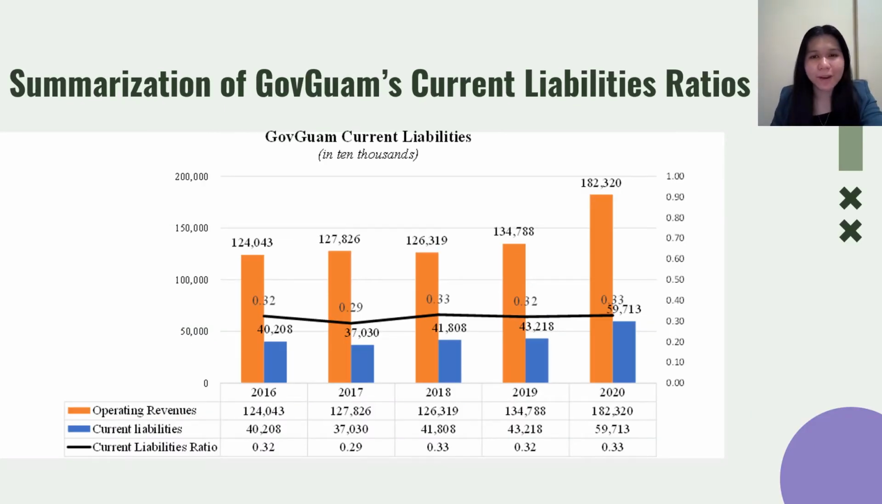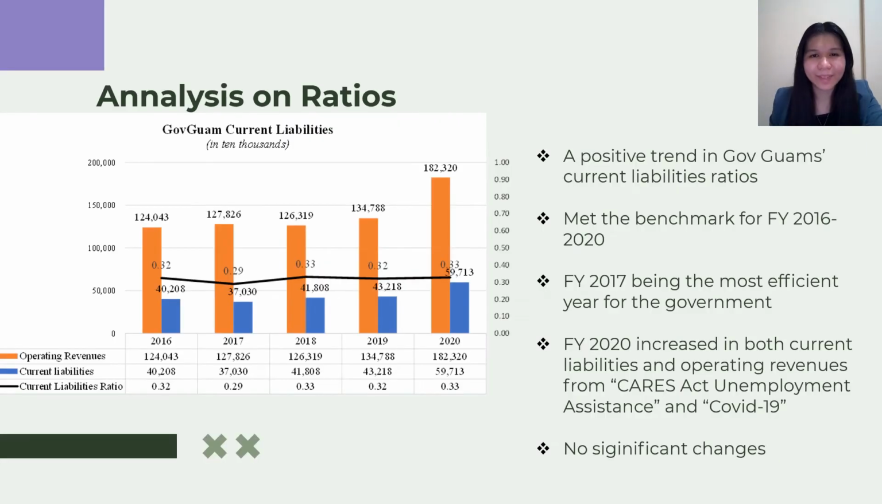The chart summarizes the government of Guam's current liabilities ratios for fiscal years 2016 to 2020 in 10,000s. The red bar displays the amount of operating revenues, while the blue bar shows the amount of current liabilities. The dark line shows the trend of the current liabilities ratio, and it seems that there are hardly any drastic increases and decreases in the ratios. The chart obviously displays a positive trend in the government of Guam's current liabilities ratio.